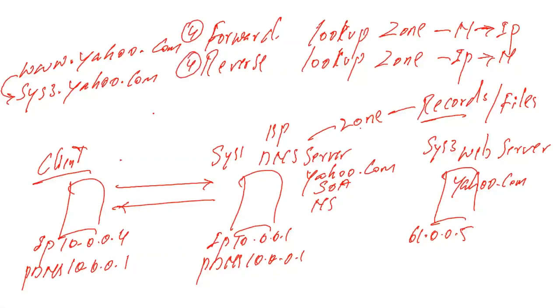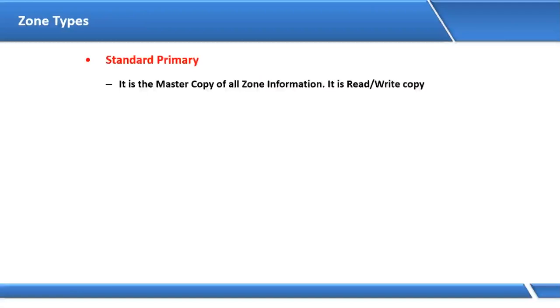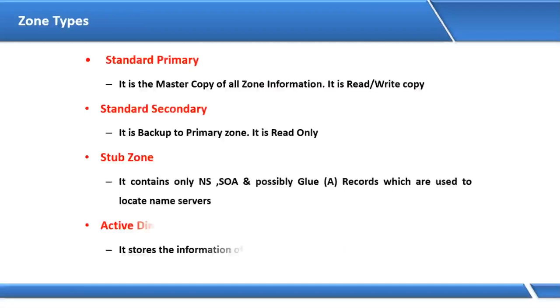The names are the same, but forward lookup zones resolve name to IP address and reverse lookup zones resolve IP to name, right? Now what are the names here? The names are standard primary, the second one is called standard secondary, the next one is called stub zone, and the last one is called active directory integrated primary, right? So try to understand. Standard primary, standard secondary, stub zone, and the last one is active directory integrated primary. Now tell me, out of these 4 zones, how many zones are primary zones here?